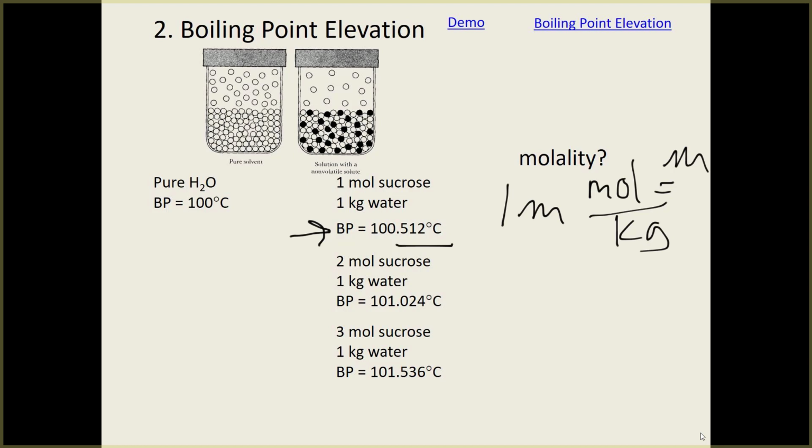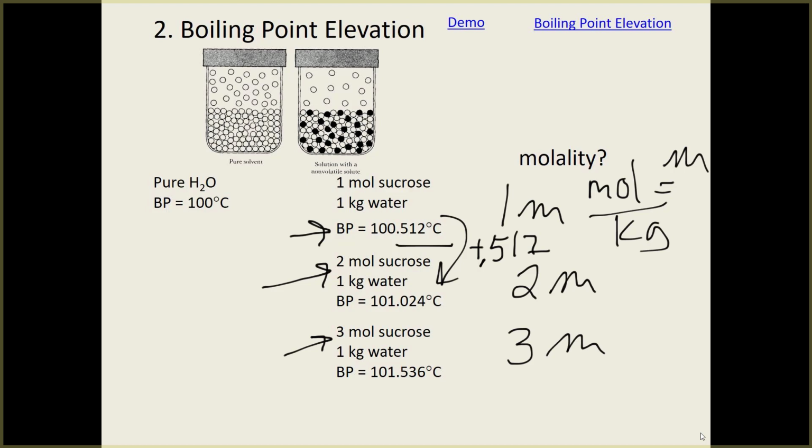Let's double the amount of sucrose. So doubling the amount of sucrose, my molality now is 2 molal. And notice that I add another 0.512 degrees. And let's triple the solution now. So I have a 3 molal solution. And again, I'm going to increase that boiling point by 0.512. So we see that with each increase in molality, our boiling point goes up even higher.